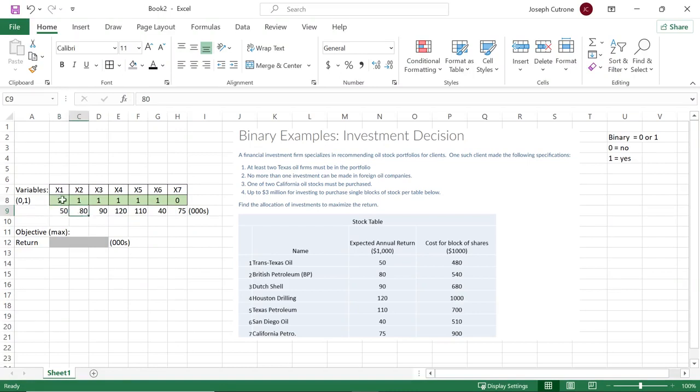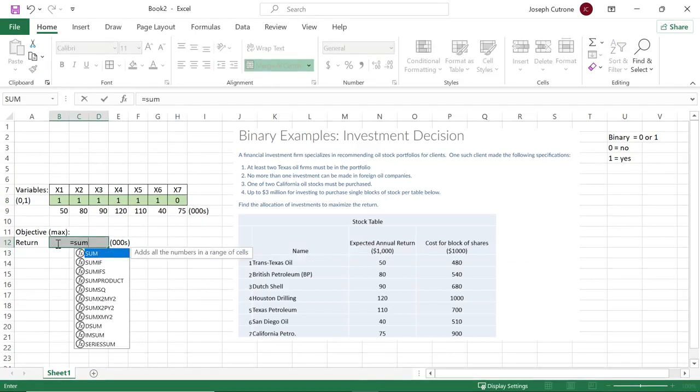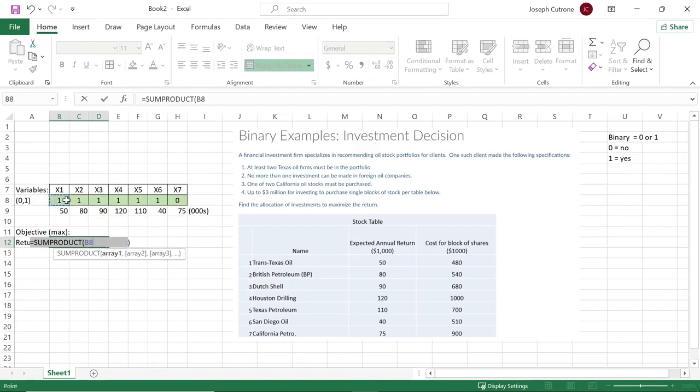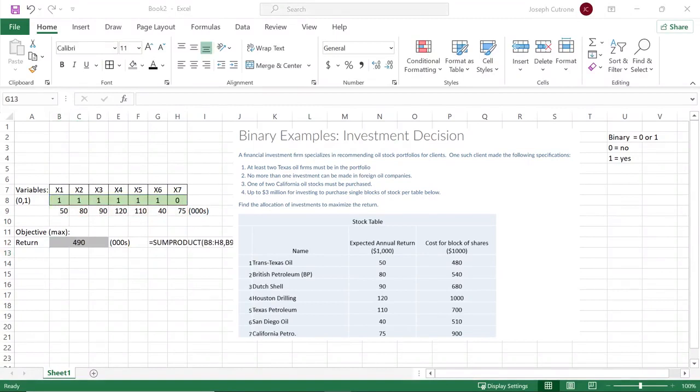What's nice about this is you multiply this together, you still get 50. If you multiply the 1 and the 80, you still get 80. When you multiply the 0 and the 75, 0 being no cancels the return. So if you do a sum product, which is exactly what we're going to do, again, this is still an LP program, on the decision variables, all 7 of them, comma, their expected returns, line up the 2 blocks of cells, close the parentheses and hit enter, and I'll show that formula here so you have it.